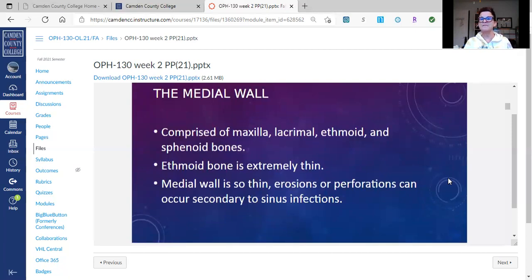Do not get that confused with the bone that is most susceptible to a blowout fracture, which is what? The maxillary bone, right? The floor. The maxillary bone is most susceptible to a blowout fracture from blunt trauma. Do not get that confused when asked about the thinnest bone in the bony orbit, which is the ethmoid bone located in the medial wall. Okay.